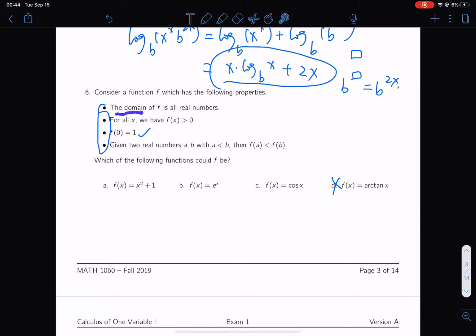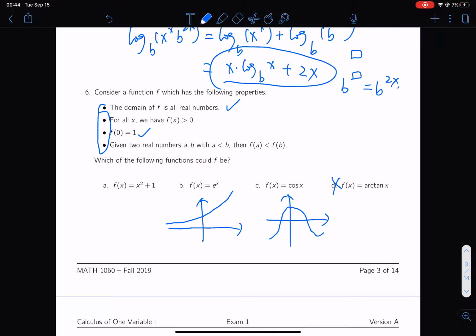The first one, the domain of the function is all real numbers. That's true. The second one, for all x, the function must be positive. For the second one, the function graph e to the x power is positive. But for cosine of x, the function graph is an oscillating function, so you can see it's not positive all the time. We have negative values, so C is not correct.